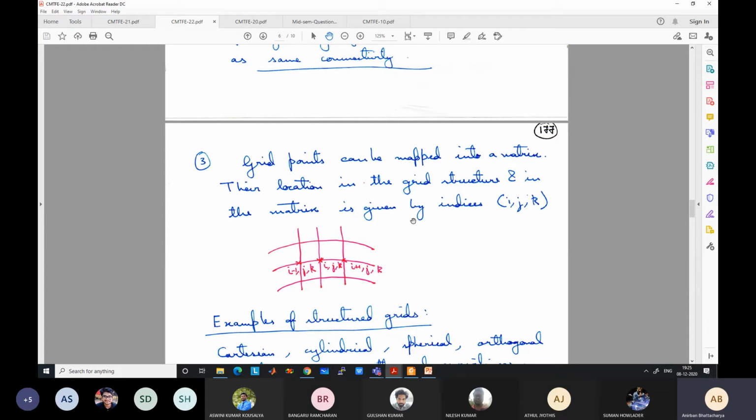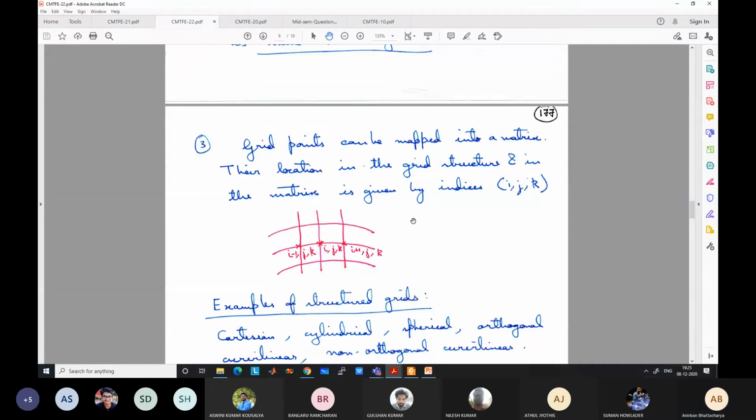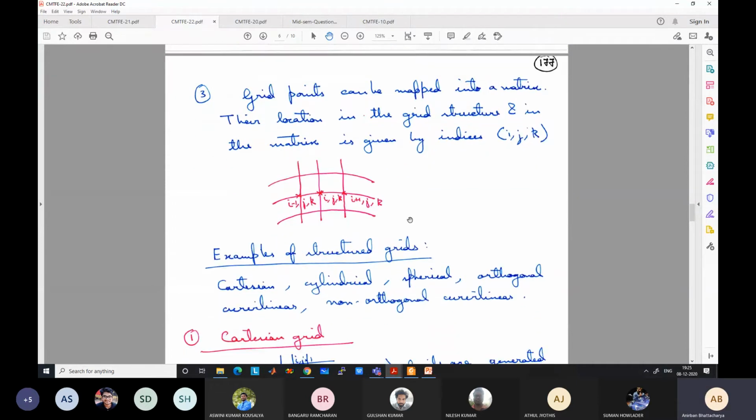Temperature at some point, say 10, 4, I can get by looking at the 10, 4 element in the temperature matrix. So it is very important in that sense that we can map it to some matrix. Is the point clear to you? Okay, hope this is clear.